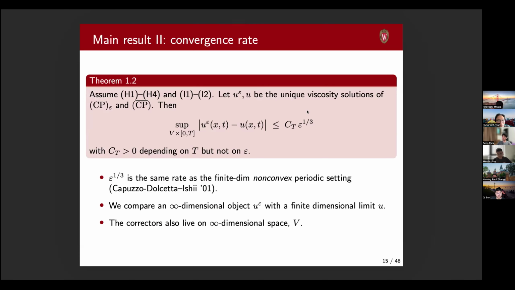So our second result concerns the convergence rate. U of epsilon converges to U at the rate of epsilon to the power of 1/3. This is the same rate as in finite dimensional non-convex periodic homogenization by Crandall and others. But the difference is we compare the infinite dimensional object U of epsilon with the finite dimensional object U. Also, I will talk later about the corrector. The corrector also lives on the infinite dimensional space.